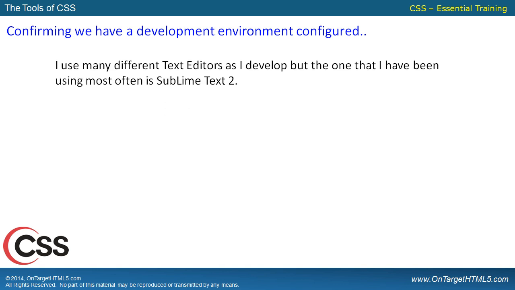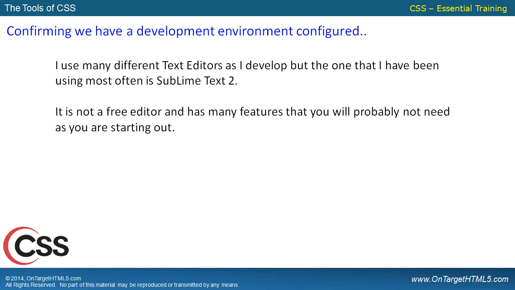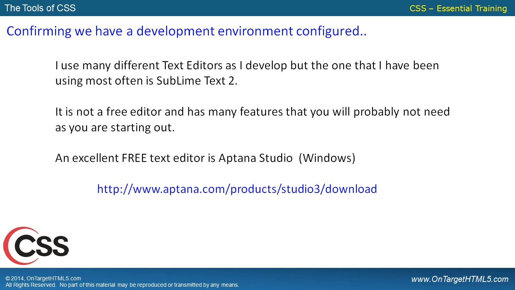I use many different text editors as I develop, but the one that I've been using most often is Sublime Text 2. It's not a free editor and has many features that you'll probably not need as you're starting out, but it's something that I've become very, very familiar with over the last couple of years. An excellent free text editor is Aptana Studio for Windows. Aptana, you can see the website below, is an excellent text editor to start out with.